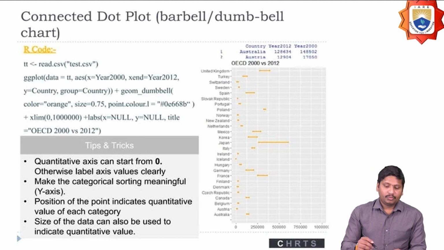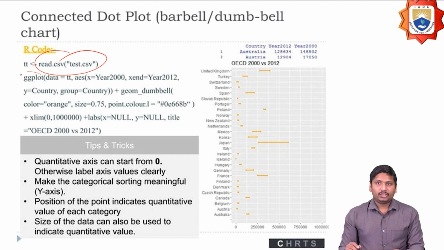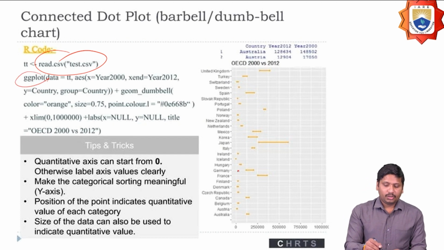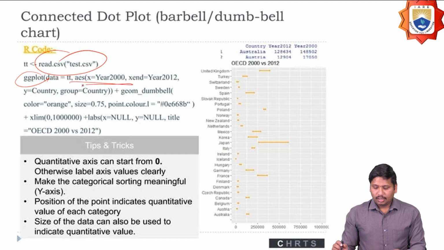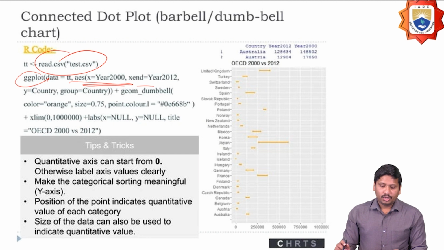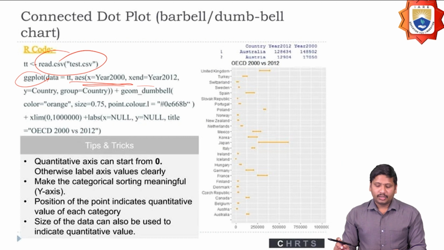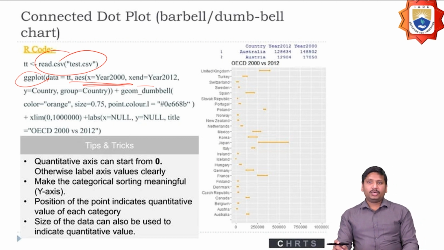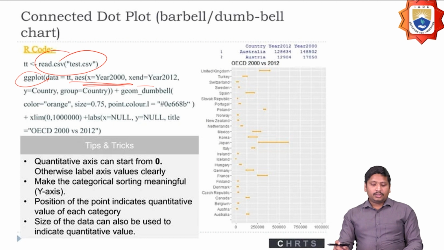So tt is the variable, and we read the CSV file through the file name, and ggplot is the function that is going to draw the plot. So data is from data.es, x is year, xend should be 2012, and y should be the country, group is country, and then geom dumbbell. And we should also set labels x equal to NULL, y equal to NULL.